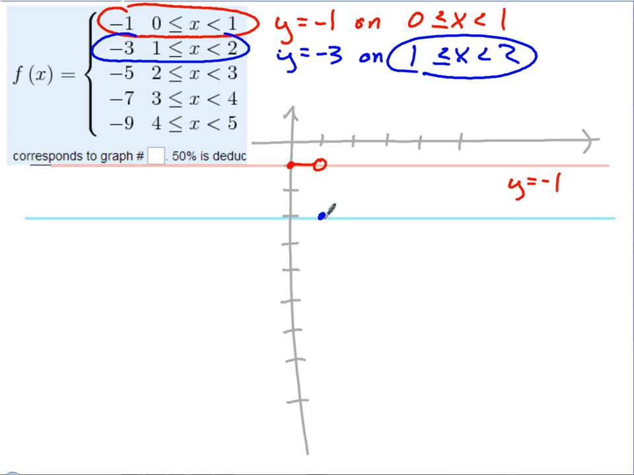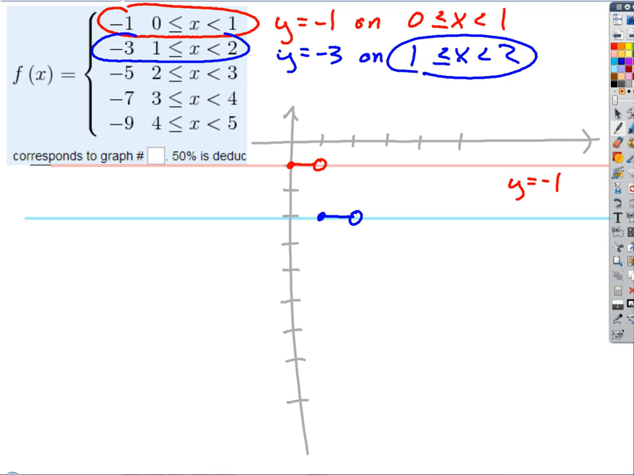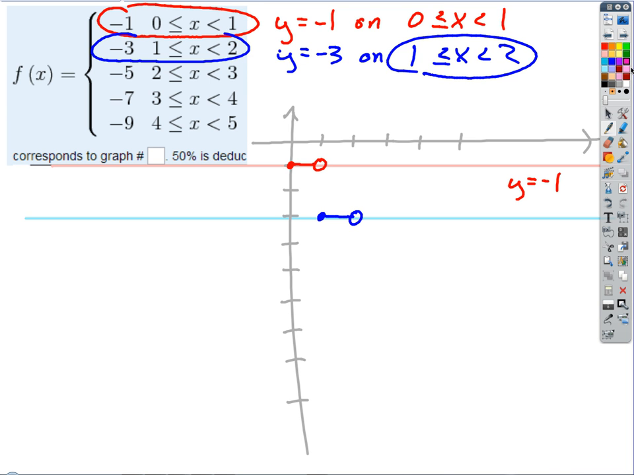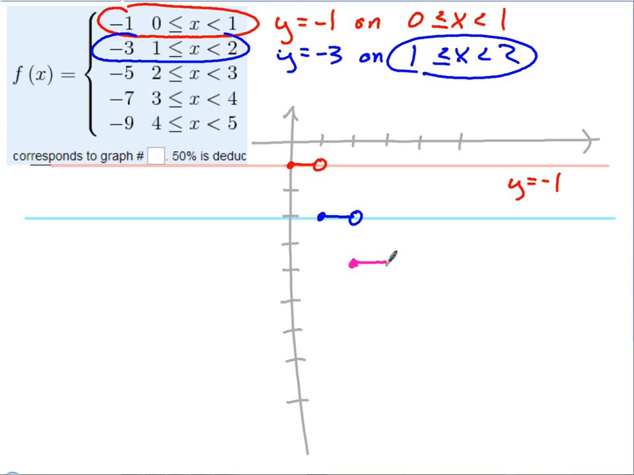So I'm going to get a closed endpoint at +1, open endpoint at x equals 2, and that's the little tiny segment that I'm graphing of that horizontal line. See how that works? Okay? And then I would just keep going down. I go to -5, that's down here. I'm only going to graph the piece from 2 to 3, and then go down to -7, and that's getting graphed from 3 to 4, and then -9 gets graphed from 4 to 5. So it looks something like that, right?